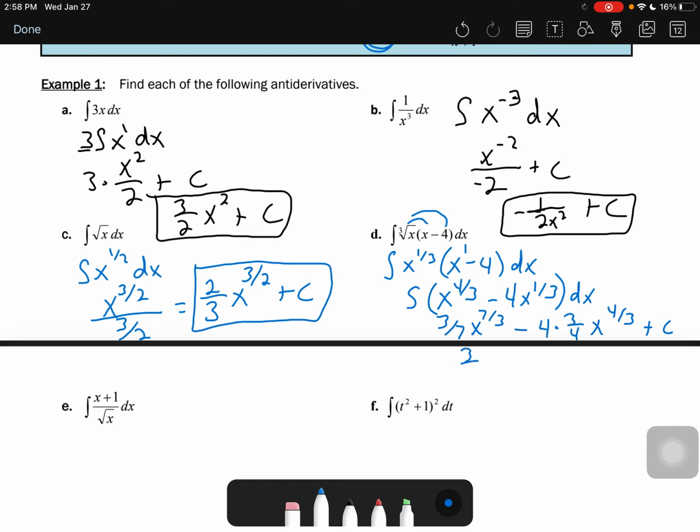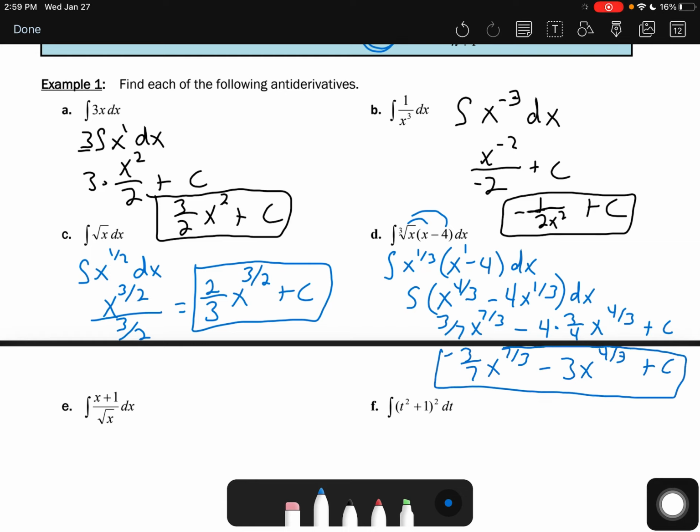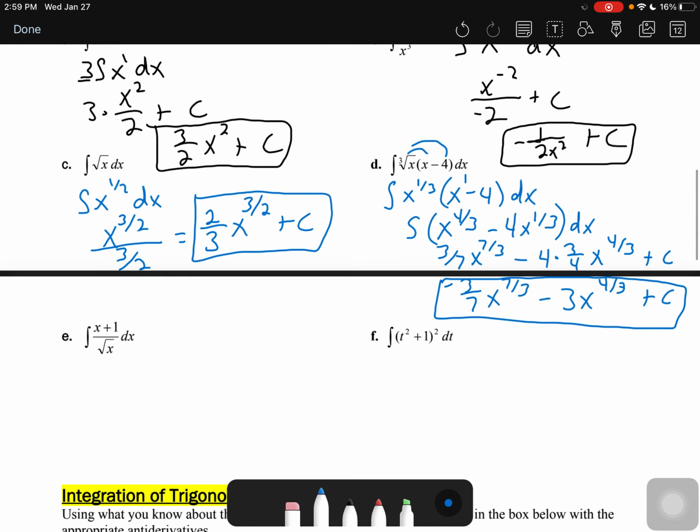Okay, so I got 3/7 x to the 7/3, and then this is going to simplify to just minus 3x to the 4/3 plus c. Again, let's do a quick check. 7/3 times 3/7 cancels, and then I take one away from this. That would be x to the 4/3, which is really what I had up here in this step, minus, and then when I multiply this, I'd have 4x to the 1/3, which is what I'd have here, and then derivative of a constant would disappear. So this would be the antiderivative of that expression. Okay?